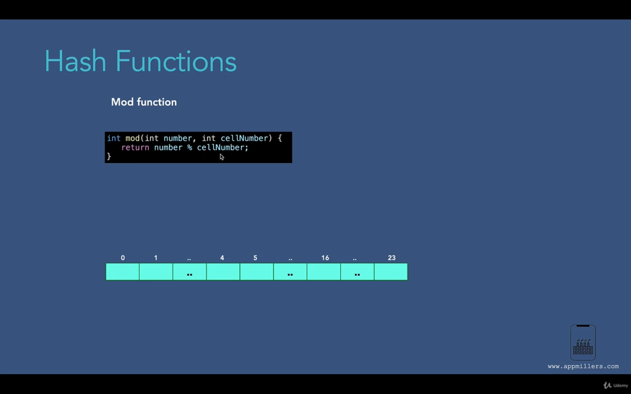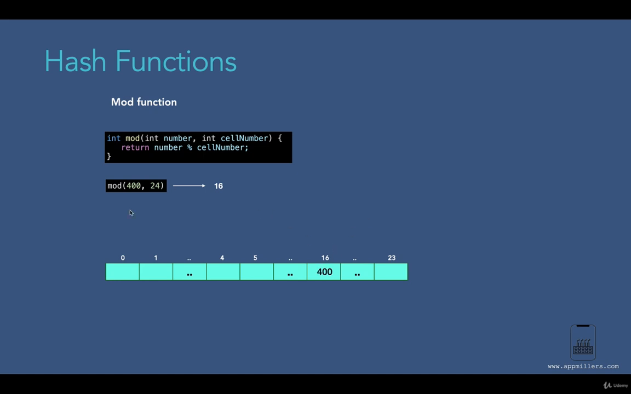To make it more clear, let's look at real examples. Let's say we want to insert 400 into this array. In this case, we are going to call this function with the first parameter 400, and the second parameter, in our case 24, because the number of cells here is 24. If I divide 400 by 24, the remainder will be 16. This means that we can use this 16 as the index of this array and insert 400 at the index of 16.